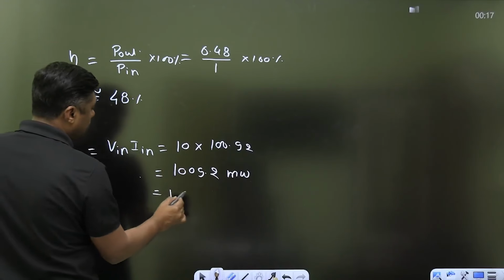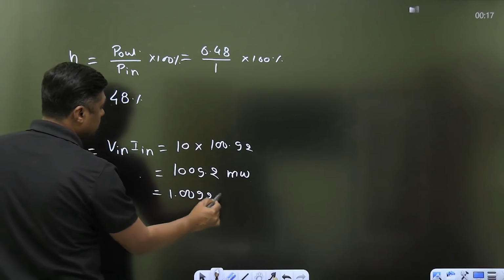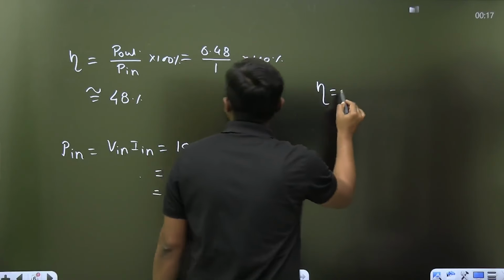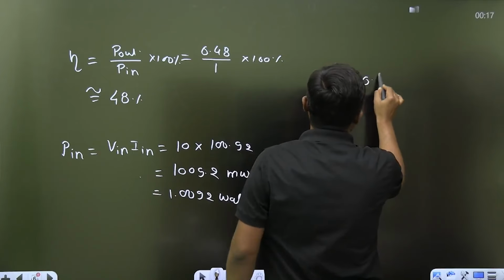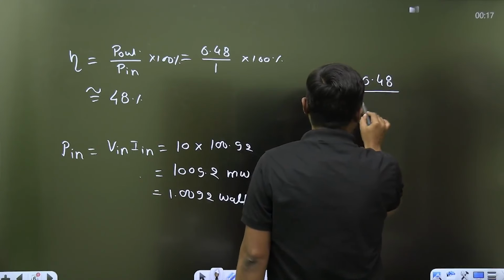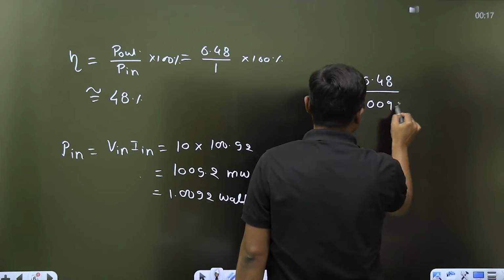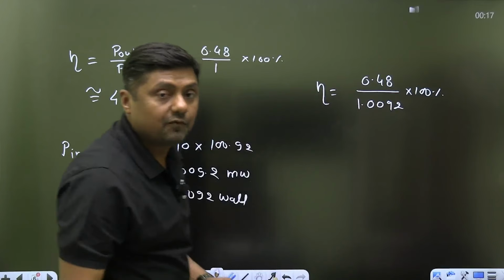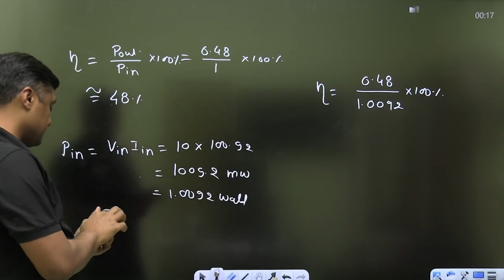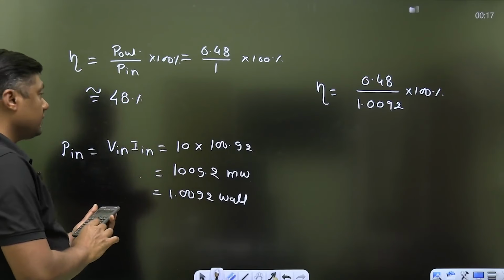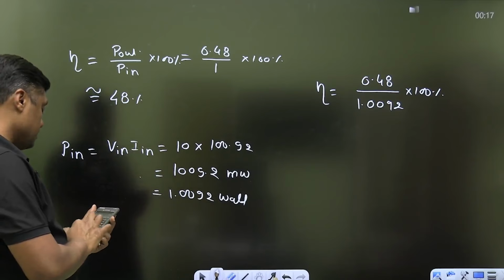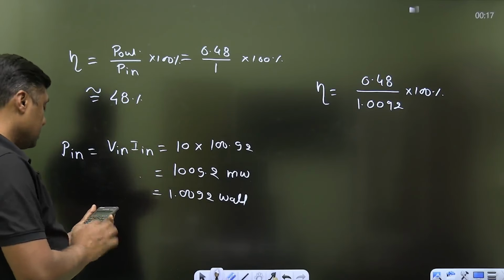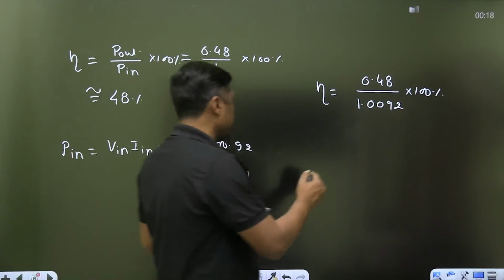then 1.0092 watt. What will be the efficiency in that case? Output power is 0.48 upon input power 1.0092 into 100. That is less than 48%. Less than 48%. 0.48 divided by 1.0092 into 100, and you will get 47.56%.